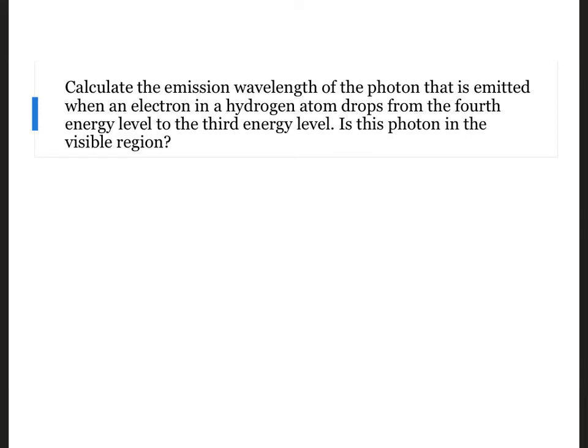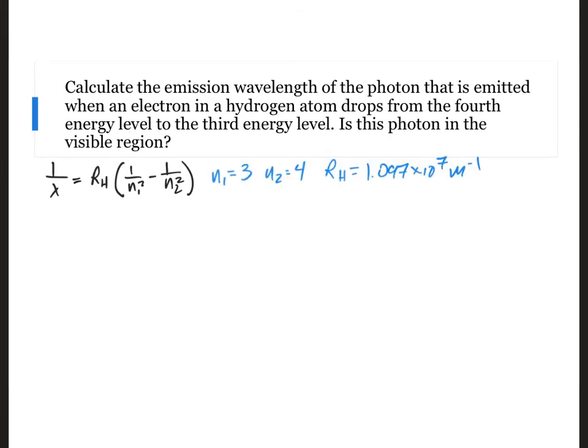We're asked to calculate the emission wavelength of the photon emitted when an electron drops from the 4th energy level to the 3rd, then decide if this photon will be visible to the naked eye. To do this, we'll use the Rydberg equation, 1 over lambda equals R sub H times (1 over n1 squared minus 1 over n2 squared), using n2 equals 4 and n1 equals 3. Note that when calculating the wavelength, you always want to make sure the larger number is n2 and the smaller number is n1, so you'll get a positive result.